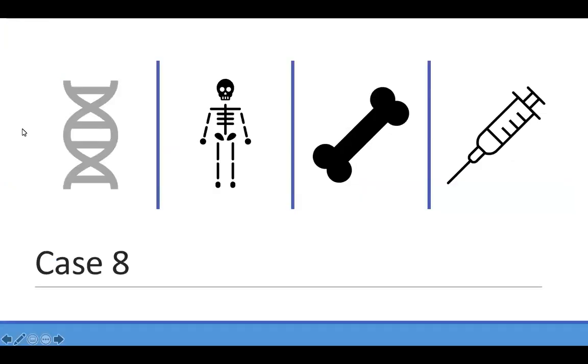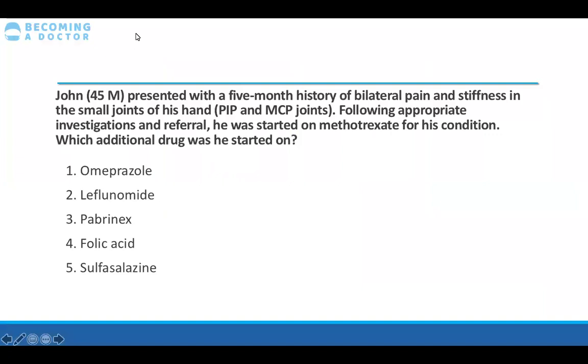And lastly, we're coming to our last case. So here you've got John, who is a 45-year-old male. He's presented with a 5-month history of bilateral pain and stiffness in the small joints of his hands, that's the PIP and MCP. Following appropriate investigations and referral, he was started on methotrexate for his condition. Which additional drug was he started on with methotrexate?